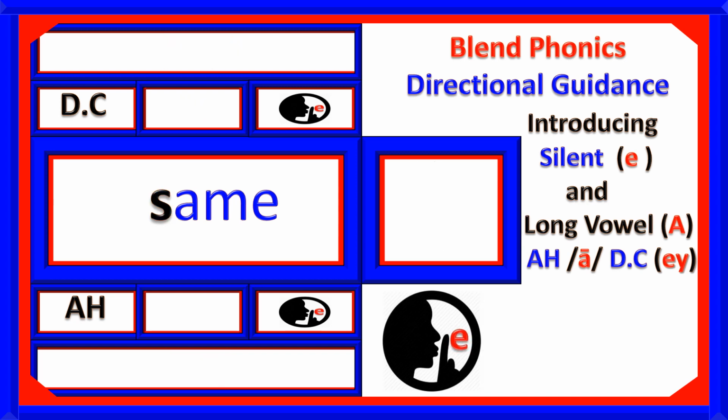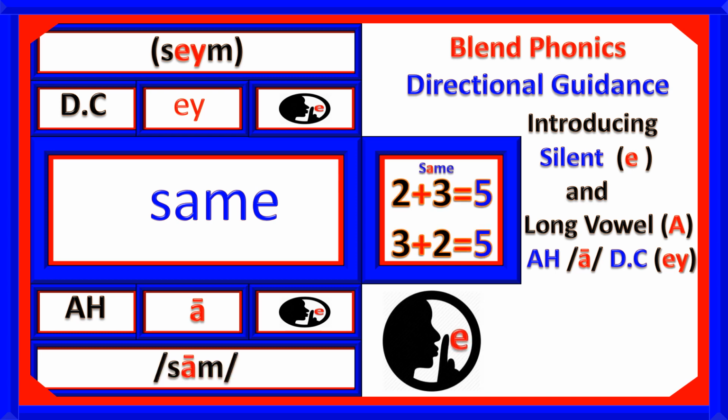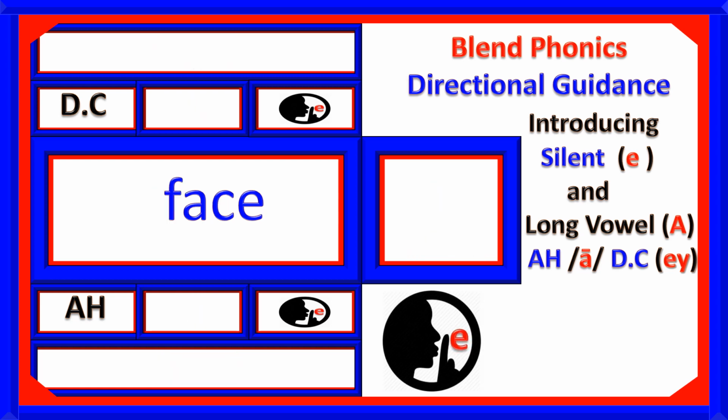Same. S. A. Same. Silent E. Same. 2 plus 3 equals 5. 3 plus 2 equals 5. Same thing. Same, same, same thing.